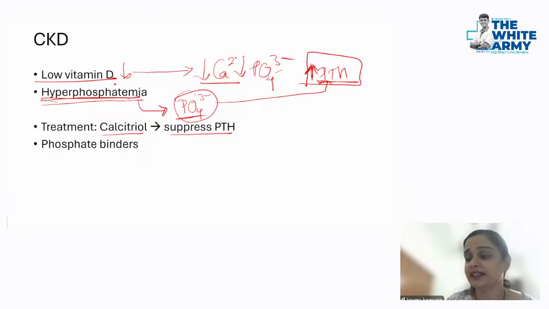Then you have to treat the hyperphosphatemia because it can be life-threatening. We give phosphate binders, orally or rectally. We give phosphate binders by which we try to reduce the phosphorus concentration in chronic kidney disease.